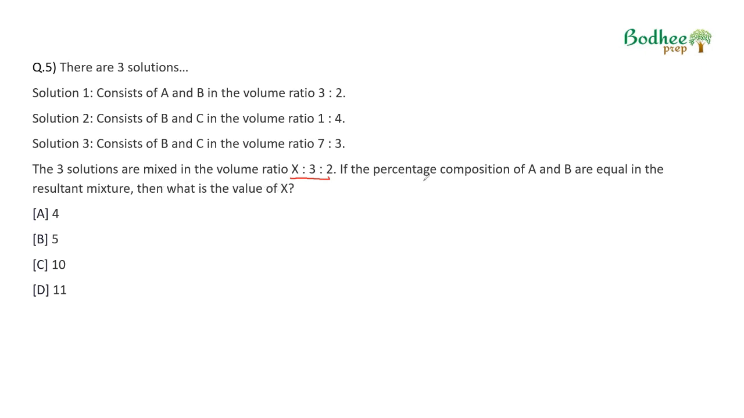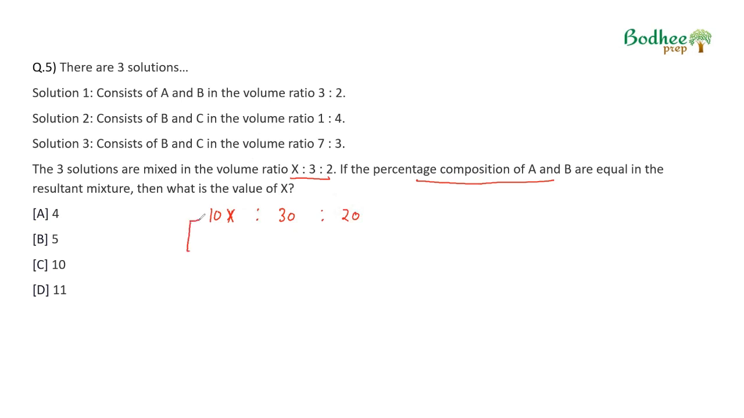Now, in the composition, if the percentage of A and B is equal, then the amount of A and B also has to be equal. Also, the volumes in which they are mixed are X:3:2. Now, if we look at the sum of the ratios in each solution, the sum here is 5, 1 plus 4 is 5, 7 plus 3 is 10. So what we can do is multiply the volumes by 10. We can say that 10x of solution 1 is taken, 30 of solution 2 is taken, and 20 of solution 3 is taken.